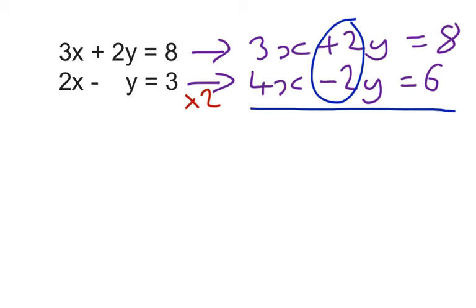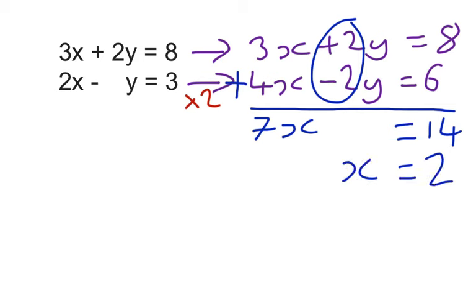And we see we have different signs, so we're going to add. So 3x plus 4x is 7x. 2y plus minus 2y is 0. We've eliminated the y's. 8 plus 6 is 14. So 7x equals 14 and x equals 2.